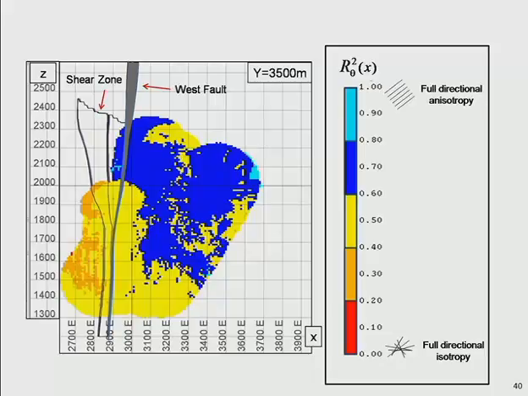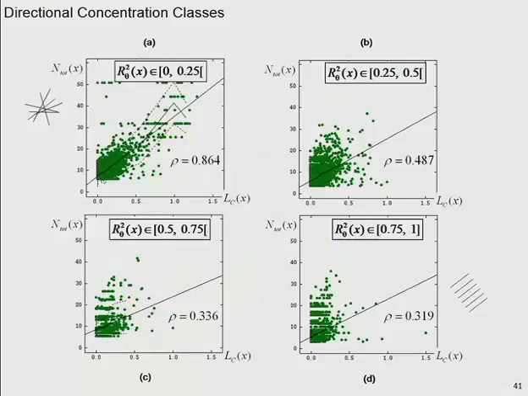The second point was this one. Among all the samples at my disposal, I took the ones having a directional concentration belonging to this interval, that is, fractures tending to cross themselves a lot. And what do I observe when I do the scatter diagram between the crush lengths and the number of fractures? I have a nice scatter diagram with important correlation. And as on average the fractures tend to be parallel to themselves, you see that the correlation is destroyed.